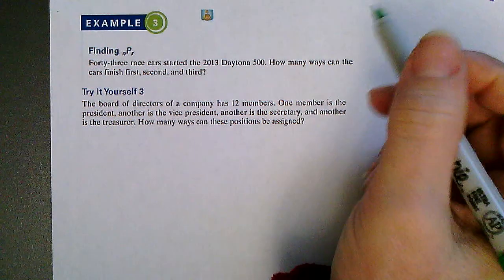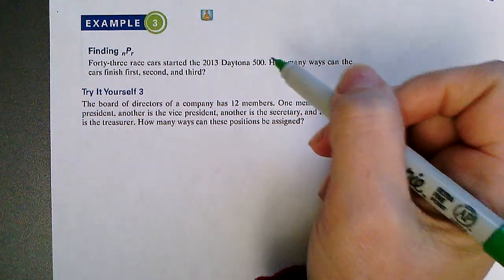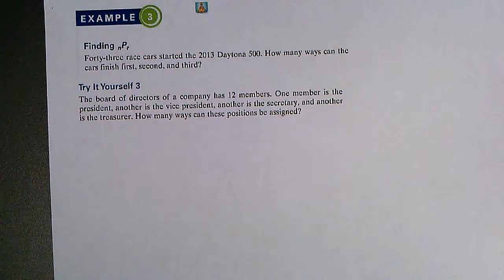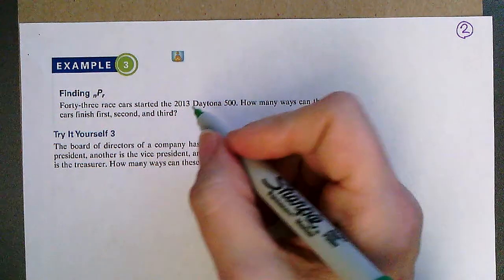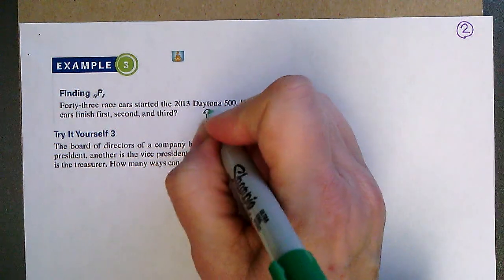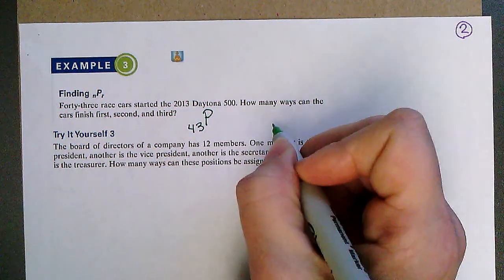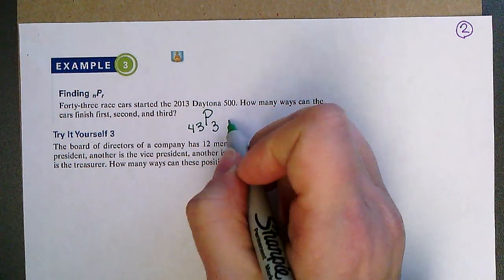Well, let's ask ourselves those questions. Does order matter? In other words, will I be able to tell the difference between Bob, Joe, and Bill winning first, second, and third versus Bill, Joe, and Bob? Well, I'm pretty sure they will know the difference of who won first, second, and third. So order matters, which means it's a permutation. I have 43 different race cars, and I am choosing them for 3 different slots.